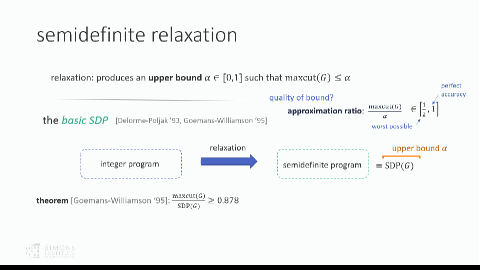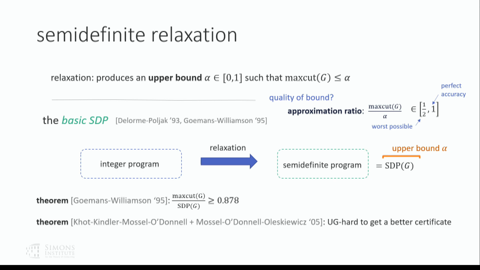So the theorem, due to Goemans and Williamson, is that this approximation ratio is at least 0.878. Okay, so significantly better than the worst that you can do at a half. It turns out that assuming the unique games conjecture, a complexity theoretic assumption, this is the best approximation factor you can get in polynomial time. Okay, so semi-definite programs are optimal assuming the unique games conjecture.